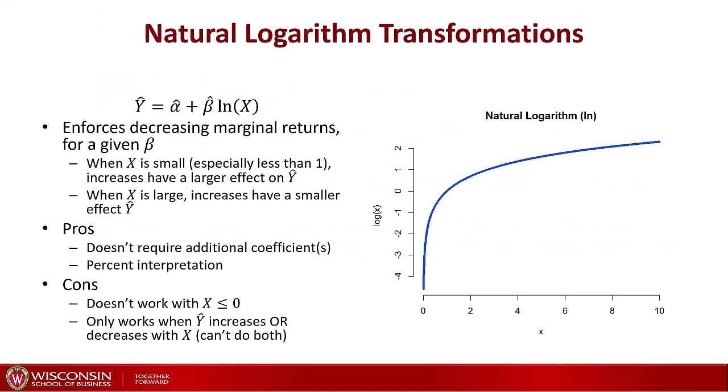The first transformation is the natural logarithm. When applied to x, it enforces decreasing marginal returns. What it means is that when x is small, a small change will have a large effect on the predicted y. However, when x gets larger, the effect of a change in x on our prediction is smaller and smaller. What is good about the natural logarithm is that it doesn't require any additional coefficient. The other good thing is that you can interpret it as a percent change, that we'll see later.